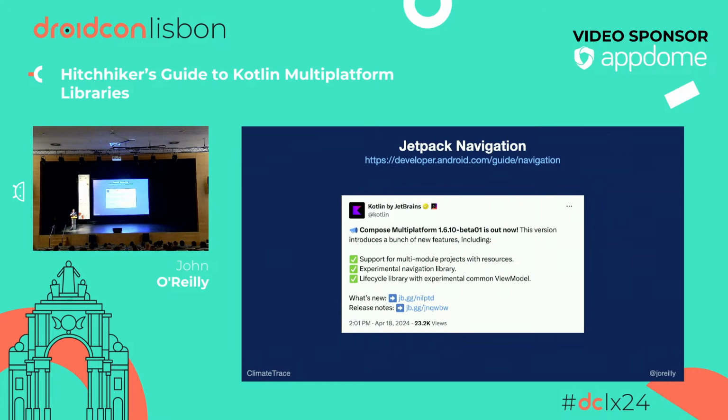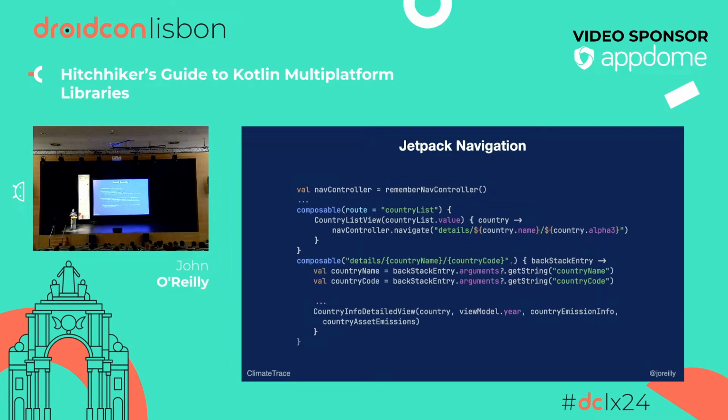Lastly, for this project, Jetpack Navigation. We're using a version of the library that was included in a recent Compose Multiplatform beta and expanded on in subsequent versions. This shows some changes that were added to Climate Trace to try it out, available in the branch if people are interested in taking a look.